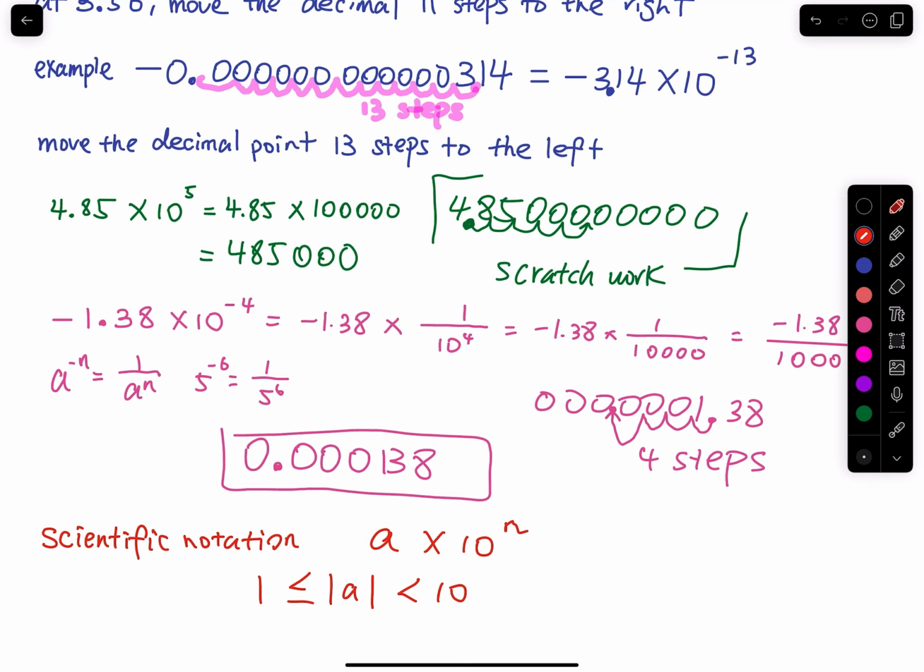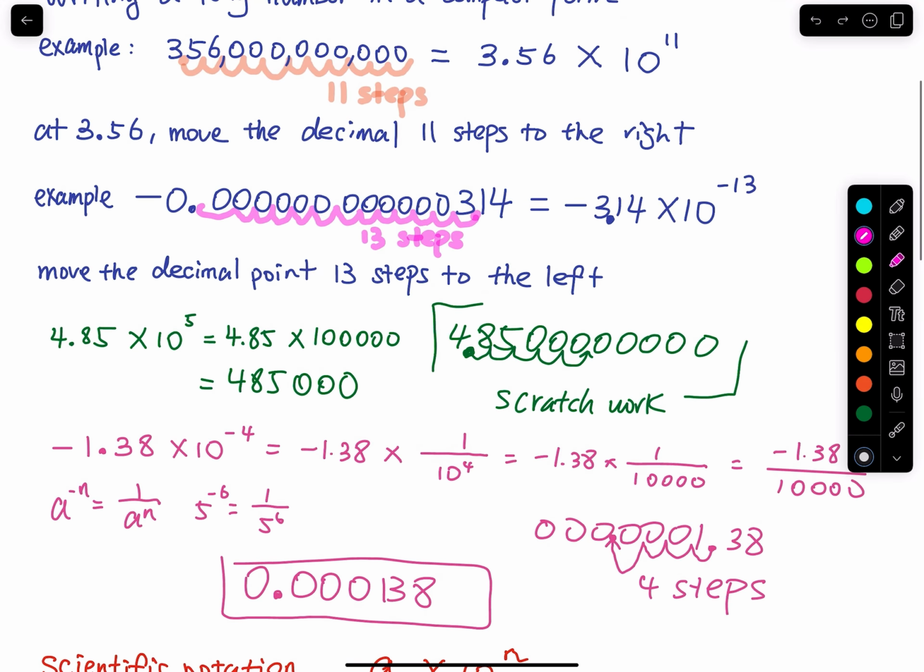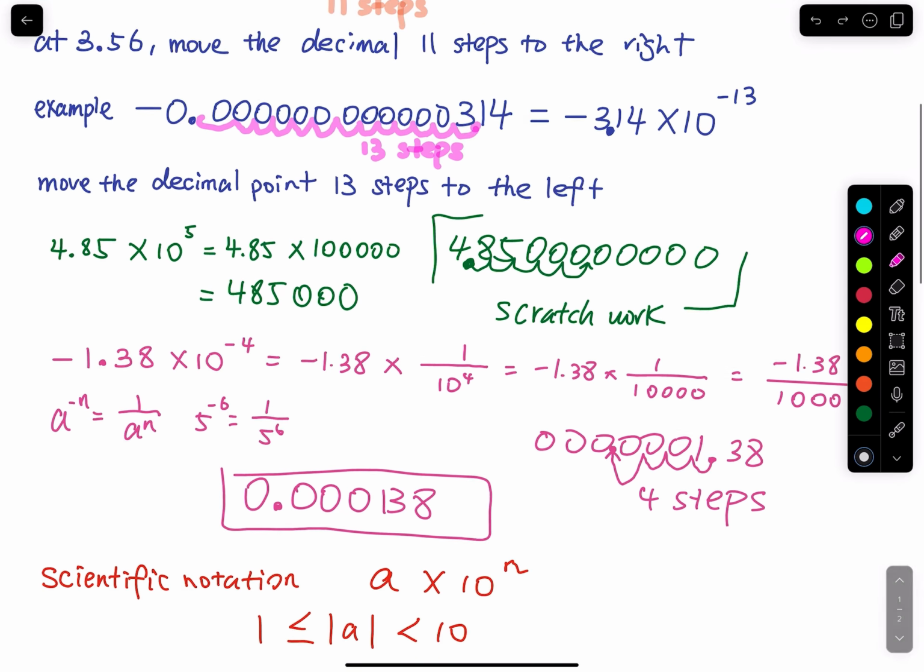So I'm going to go back to check my work real quick. Let me pick up my highlighter. Disregard the negative, right? Between 1 and 10. Disregard the negative, between 1 and 10. So that is scientific notation. So if you write 35.6, that is wrong, because it is not between 1 and 10.